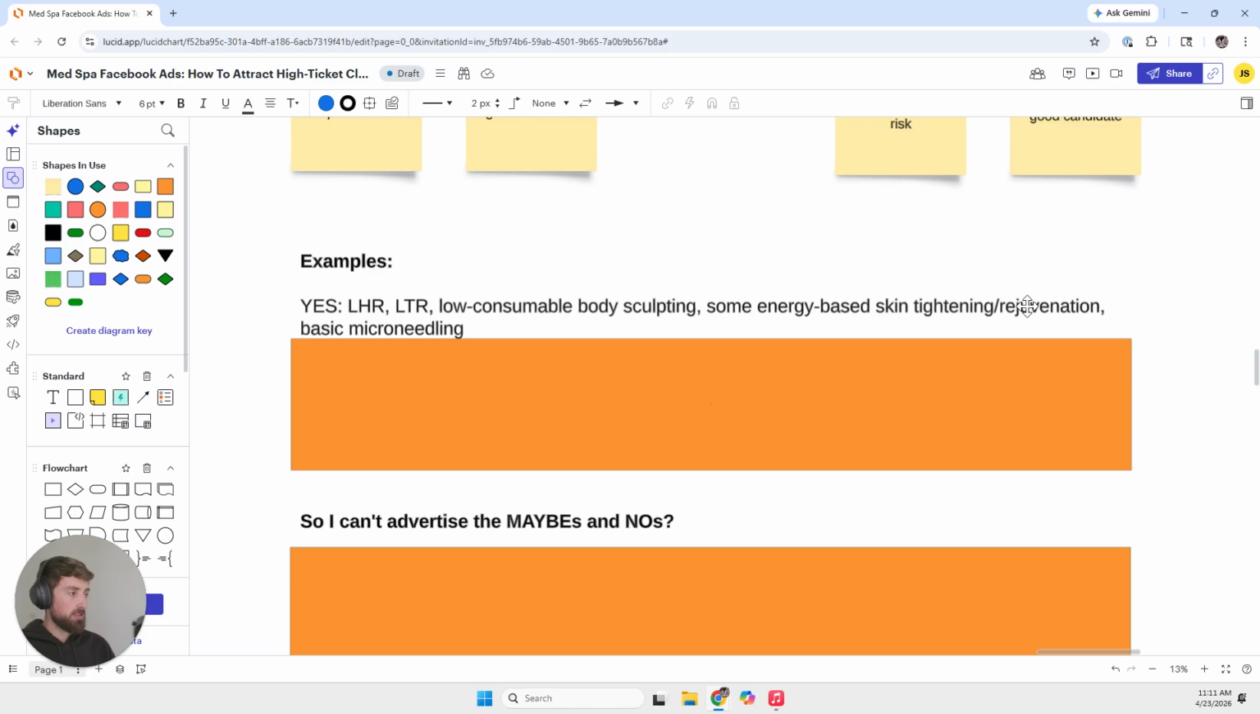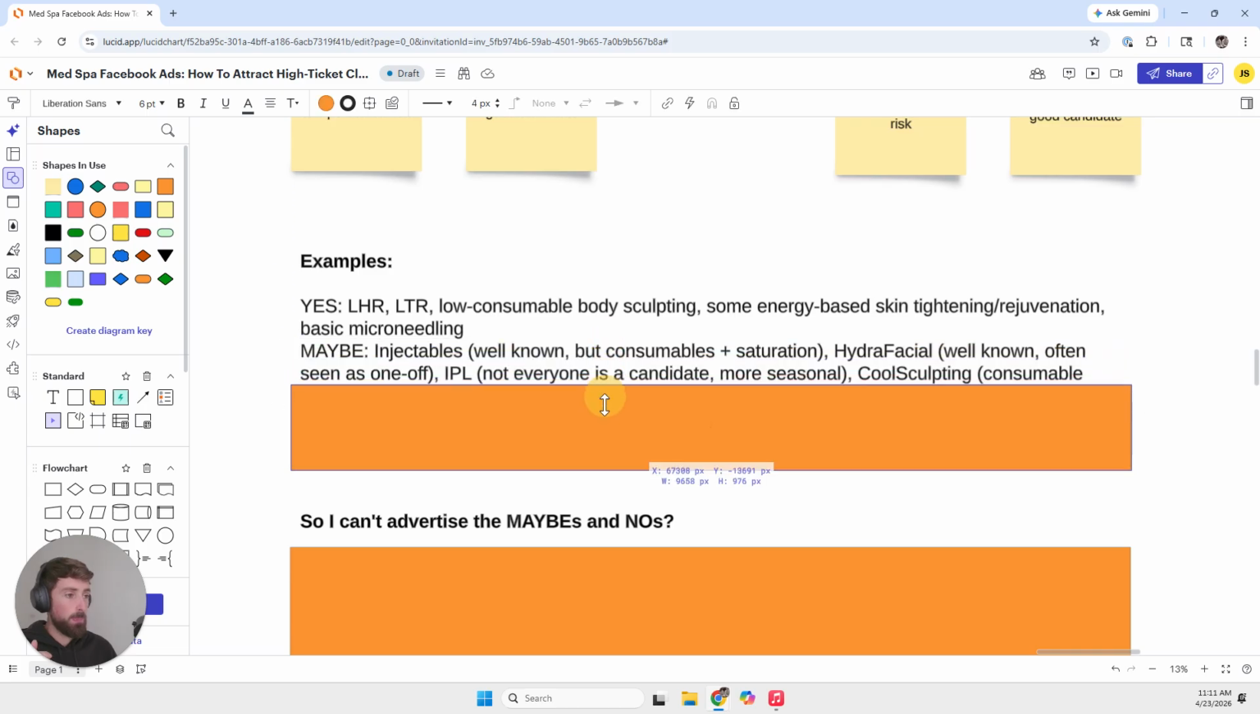Same thing with skin tightening and rejuvenation. Some of the energy-based skin tightening and rejuvenation that doesn't have a ton of product and consumable costs, usually people understand you need multiple treatments, and so it makes for a great introductory promotion. And then also basic microneedling, you can run some decent promotions with that as well. We don't want to do RF microneedling in this case just because the product and consumable cost tends to grow. But usually basic microneedling is going to be your best bet there.